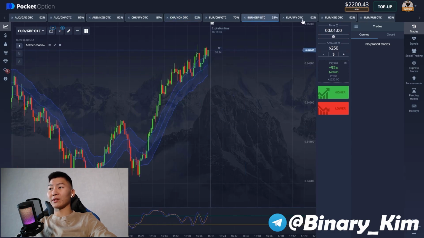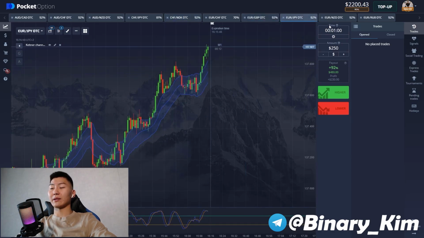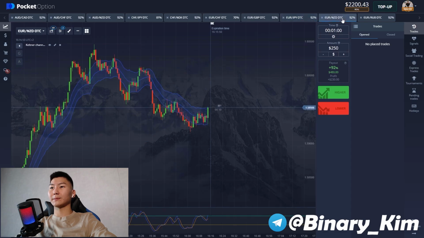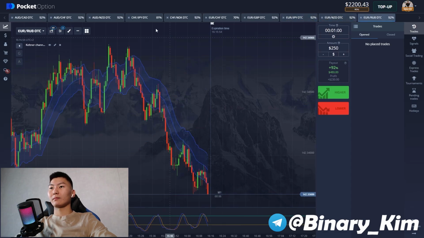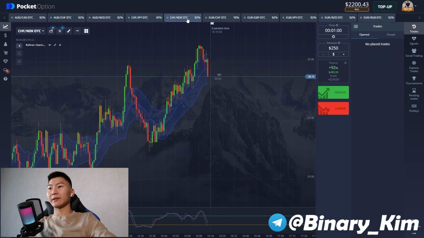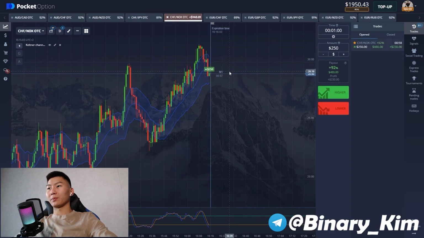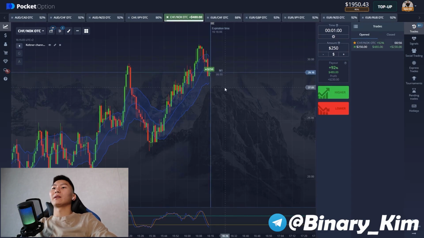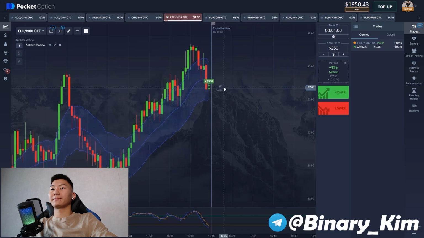And let's change the currency pair for a better trade entry. Well, I don't see anything so far. However, we can also open a long here. Let's open on this one.